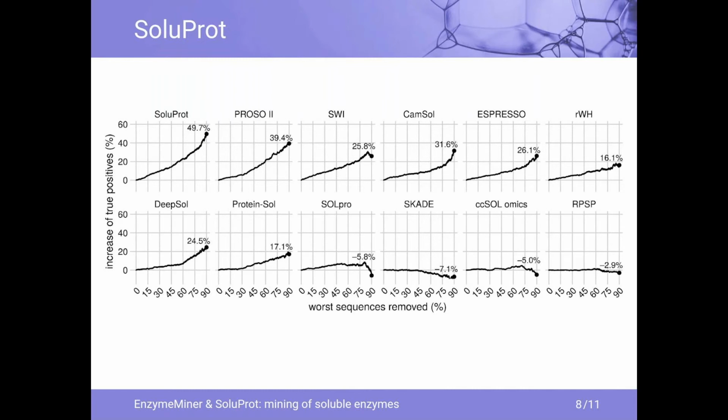Here we show that when you select and characterize those 100 sequences, you might get 50% more soluble hits in comparison to the situation where you would choose the 100 hits randomly. This experiment, which you see in this graph, was done on the independent test set, which contains 3,100 sequences, and it's a balanced set. So half of the sequences are soluble, half of the sequences are insoluble.